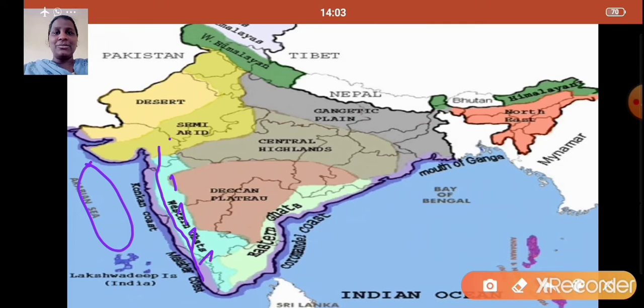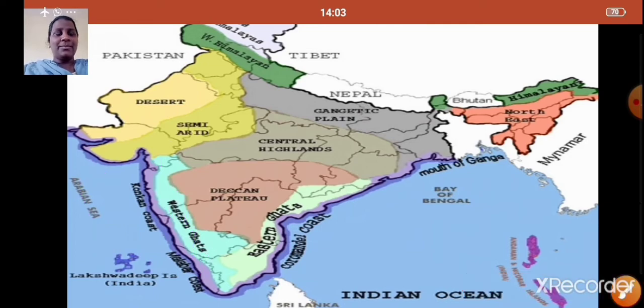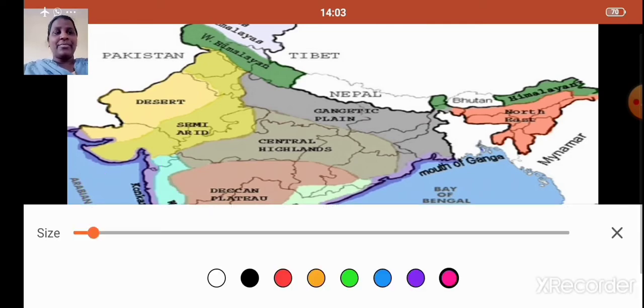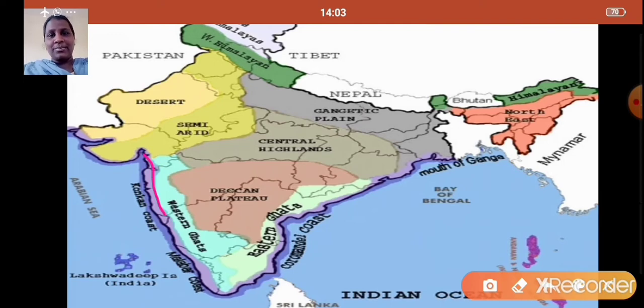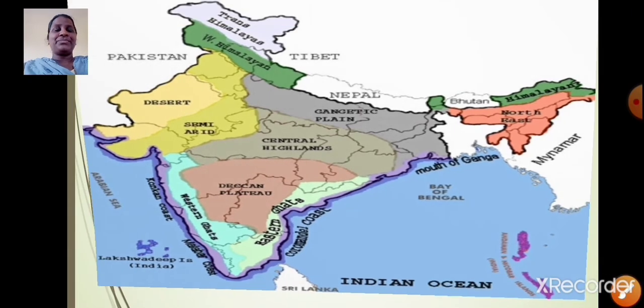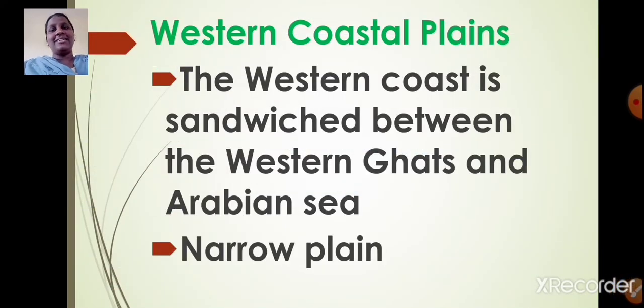Is that clear, students? Once again, the western coastal plain is sandwiched between the Western Ghats and the Arabian Sea. I hope it is clear. And they are narrow. They are not wider, they are narrow.